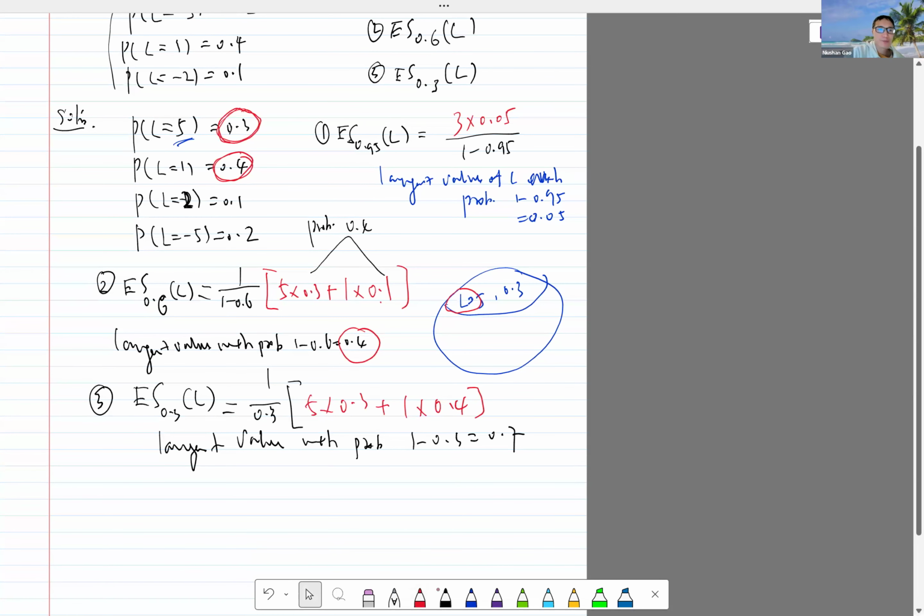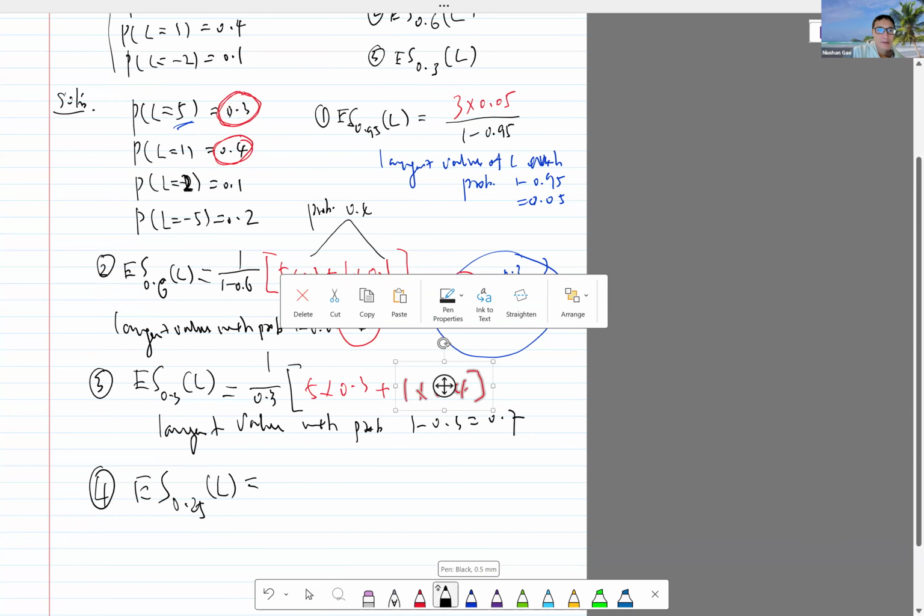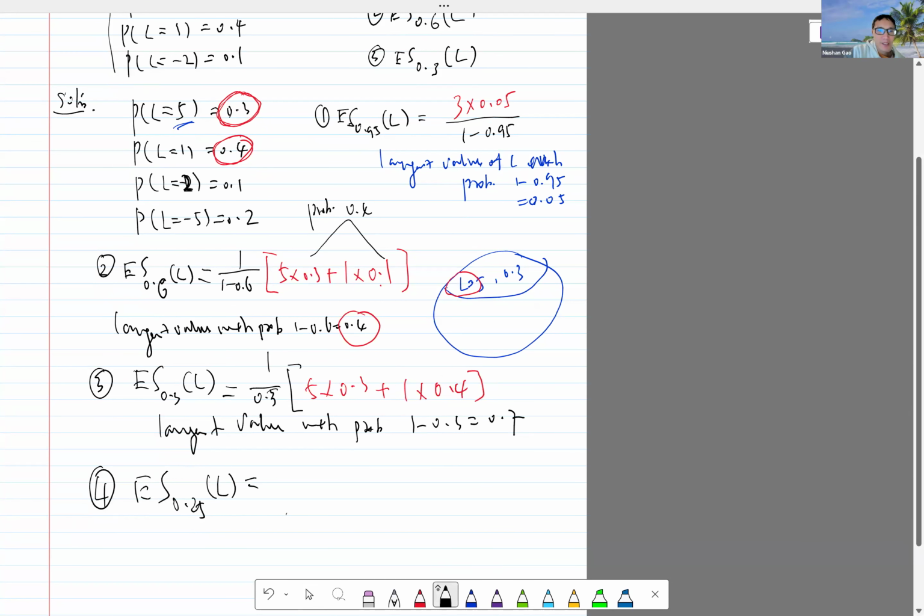Let's do one more. Expected shortfall of 0.25, let's see, of L. Oh, I made a mistake. This is 1 minus 0.3. Right.